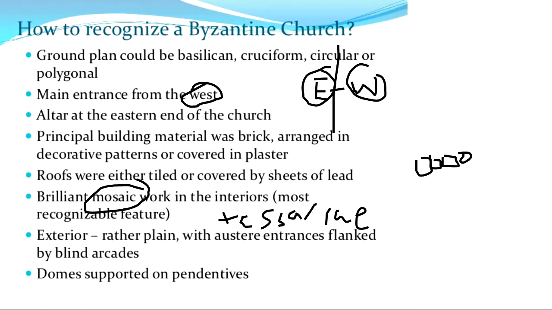The exteriors are very, very plain. We saw a lot of the baptisteries, which are very plain. Again, they try to keep it more humble, not so audacious. It's more about the spiritual idea. Byzantine is more about domes supported by pendentives. We talked about square and rectangle plans.